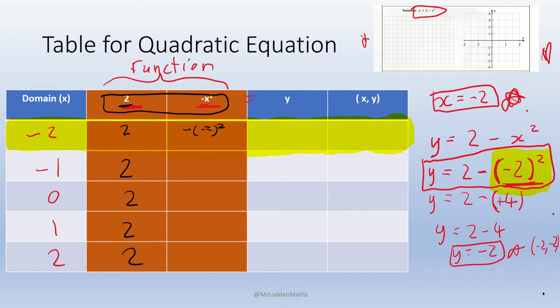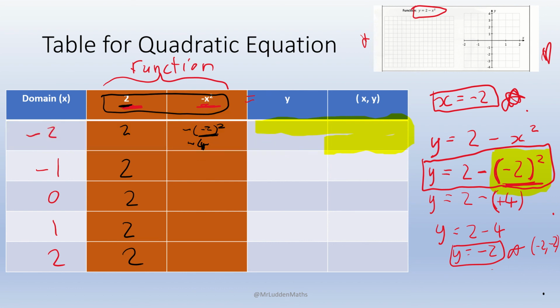Right here, minus minus 2 squared. As we see, this part here, minus 2 squared would give me 4. So this right here would give me minus 2 squared. This part just here will give me plus 4. But remember, I have a minus at the end of it. So minus 4.